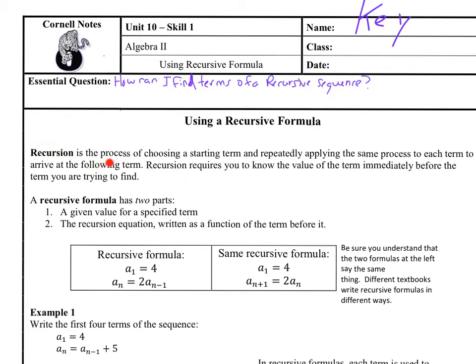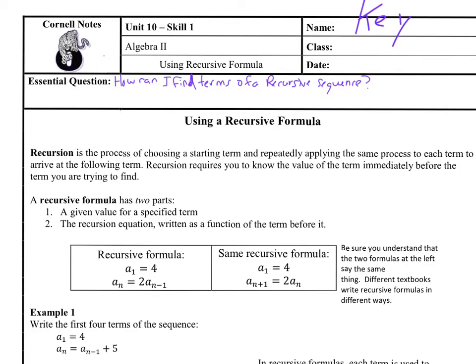It is the process of choosing a starting term and repeatedly applying the same process to each term to arrive at the following term. Recursion requires, and it's important, that you know the value of the term immediately before the term you're trying to find. So it's as simple as starting off with a problem saying, I'm going to add 10 each time.